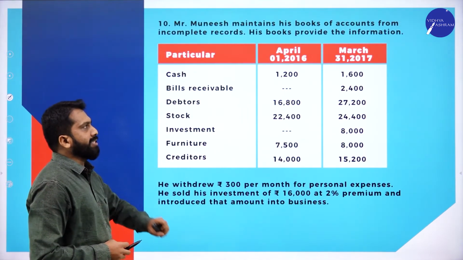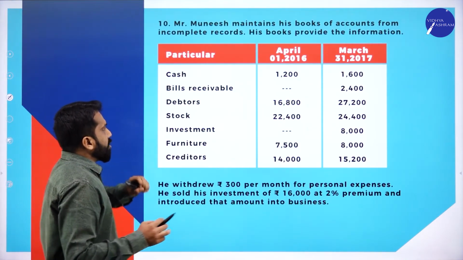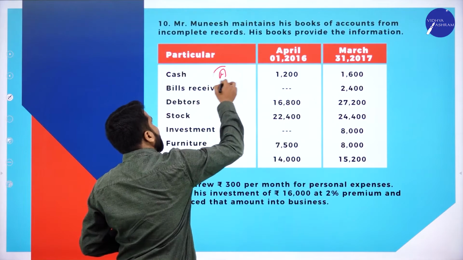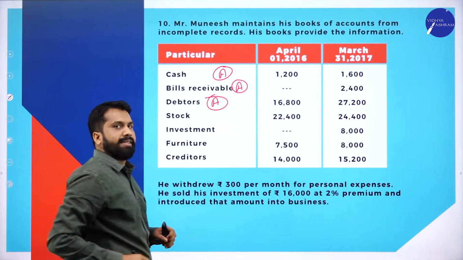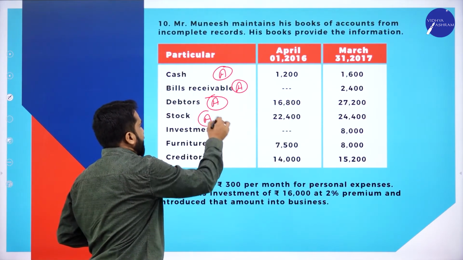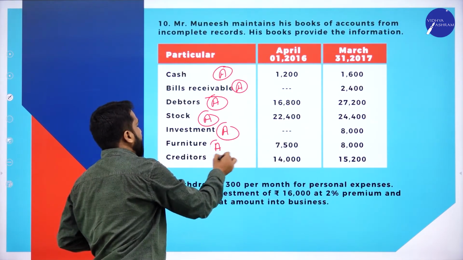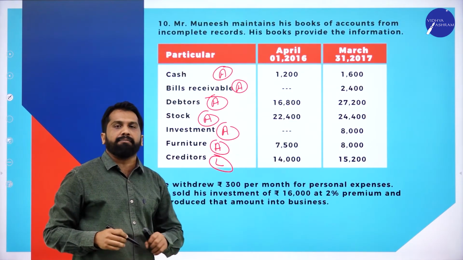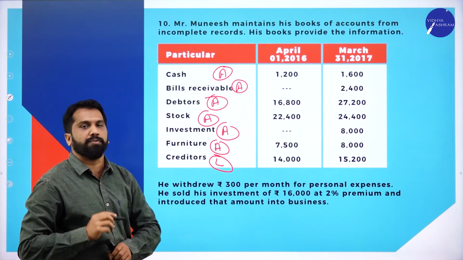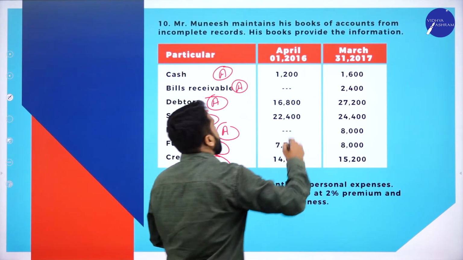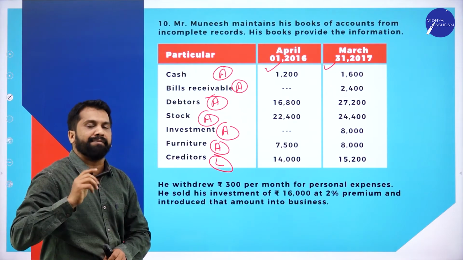They have given 2016 and 2017. Now, cash. Cash comes under what? Asset. Bills receivable, asset. Debtors, asset. Stock, asset. Investment, asset. Furniture, asset, and creditor is liability. The mapping I have done, so you just have to do copy paste work. Prepare statement of affairs for 2016 and prepare statement of affairs for 2017.